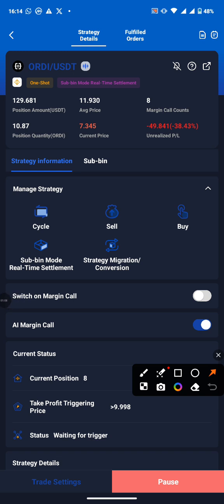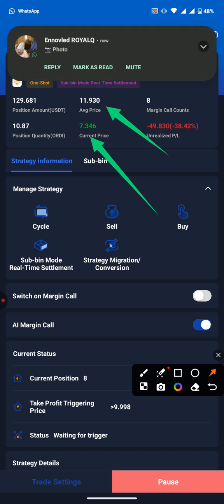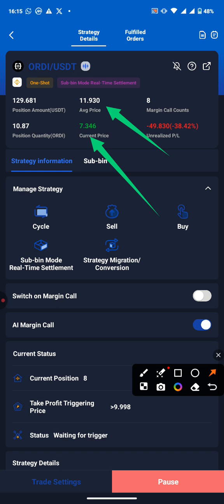When you have just set your robot, there's what we call the current price and the average price. The average price is the price at which you began trading this coin. The current price is the price at which that coin is trading now. So if you want to know at what price you entered this coin, you just need to check the average price. If you want to know at which price this coin is trading now, you just need to check the current price. I want you to look at this.